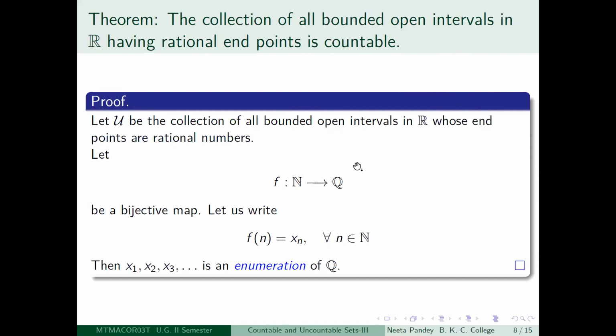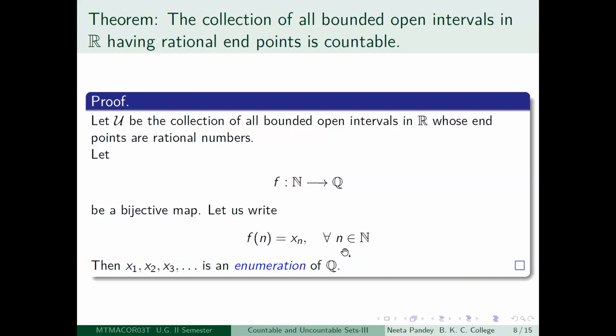Very good. Now we know that rational numbers are countably infinite. That enables us to give an enumeration of Q. So what is the meaning of enumeration? It means that since Q is countably infinite, it is possible to get a bijective mapping from N to Q. Suppose that bijective mapping is F. There are several choices for this F, and suppose we write F of n equal to xn for every positive integer n.